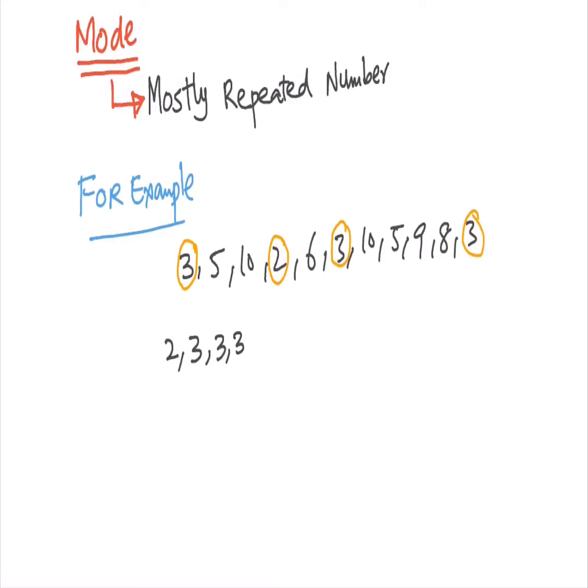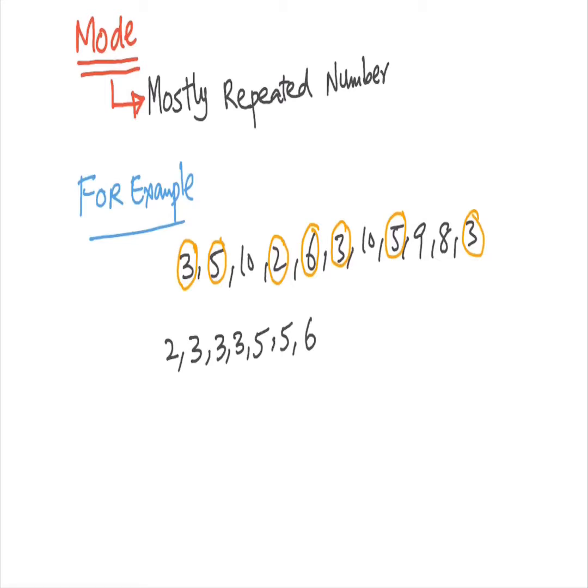Then it's 5. 5 is repeated 2 times, so we have to write down 5 2 times. Then the number that comes after is 6. We see how many times 6 is repeated. 6 is repeated only 1 time, so we have to write down 6 once.